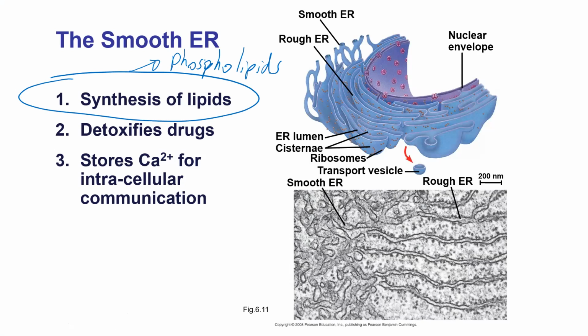The other thing to say about the smooth ER is it has a lot of specialized functions in certain body systems. In your liver, it can detoxify drugs. In your muscles, it can store calcium. And those are very specialized, and I'm not going to get into those. Those are things you talk about in more advanced courses.